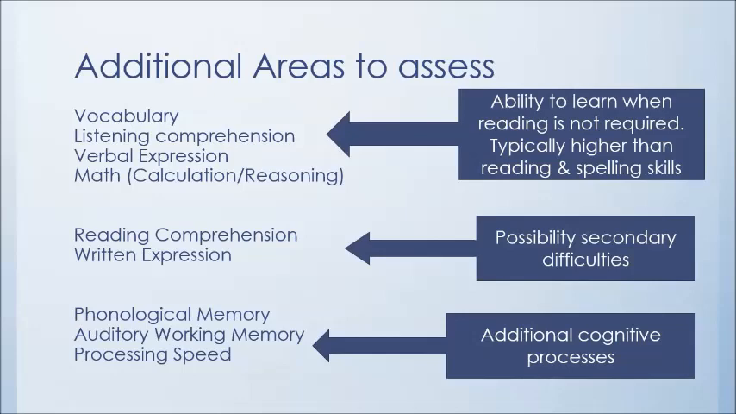Second, we note the possibility of secondary difficulties, which are your reading comprehension and your written expression. Then finally, we have the cognitive abilities that appear to affect are in phonological memory, auditory working memory, and processing speed. Remember, not one sole source makes the determination for dyslexia identification.